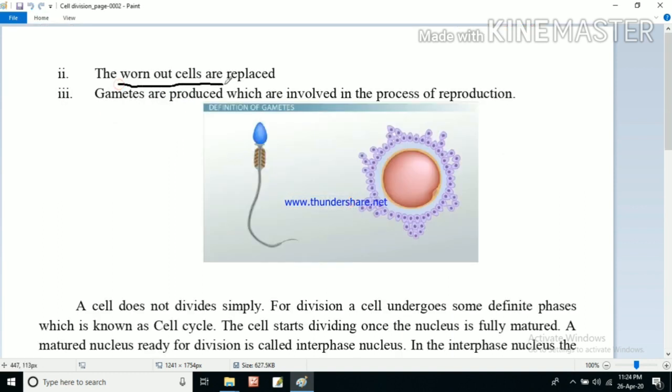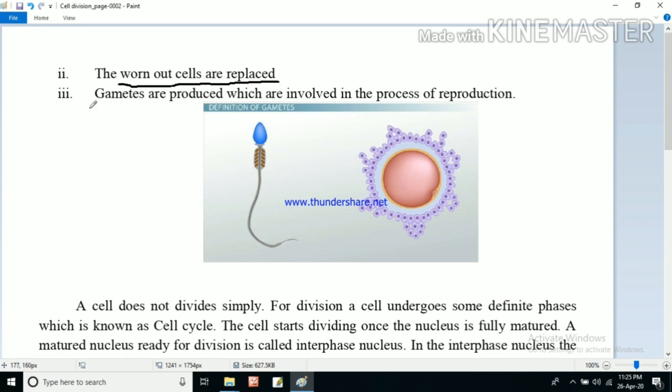The worn out cells are replaced. As a result of cell division, the cells which are damaged or worn out for any reason are replaced by new cells. When new cells are produced in an organism's body, they replace the old, dead or worn out cells. Gametes are also produced, which are involved in the process of reproduction.